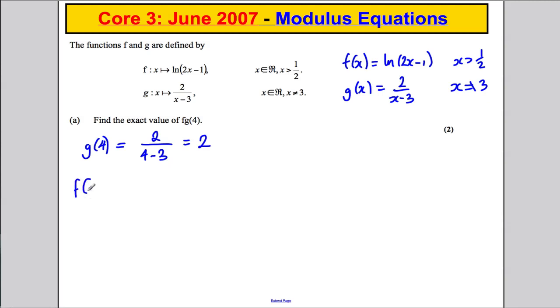So therefore f of g of 4 is the same as working out f of 2. And if we put 2 into this function, that would be ln of 3.